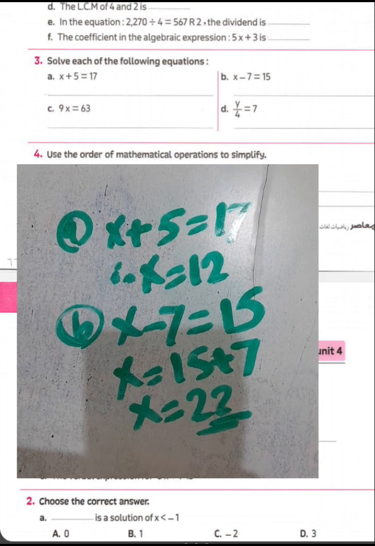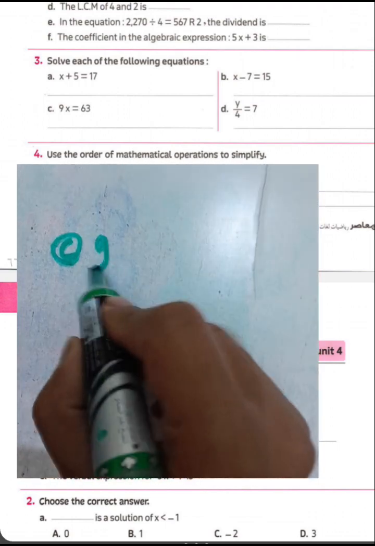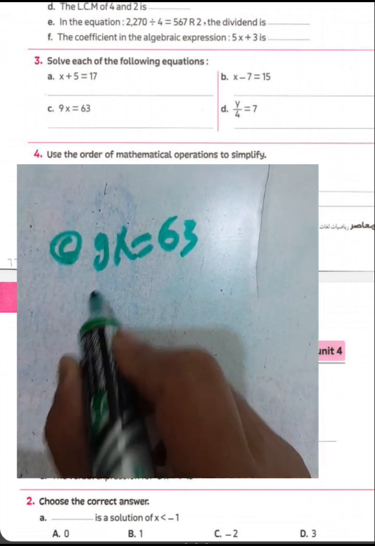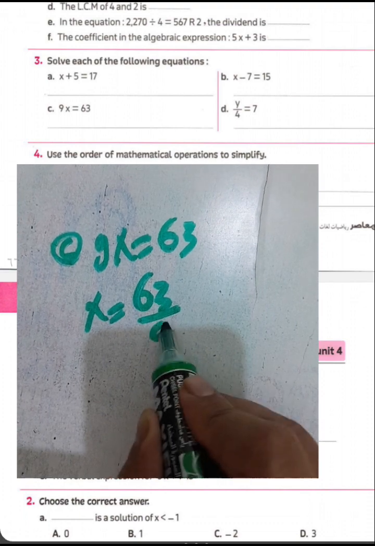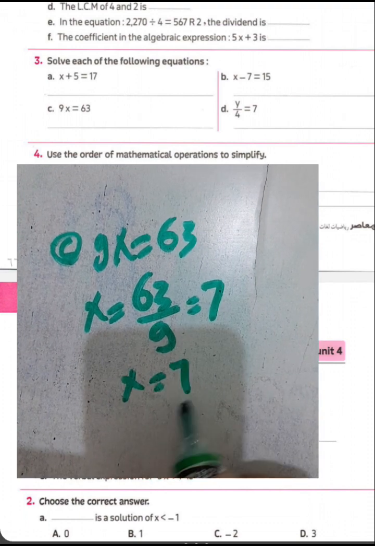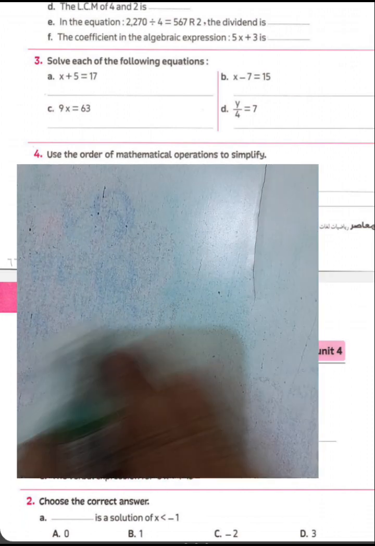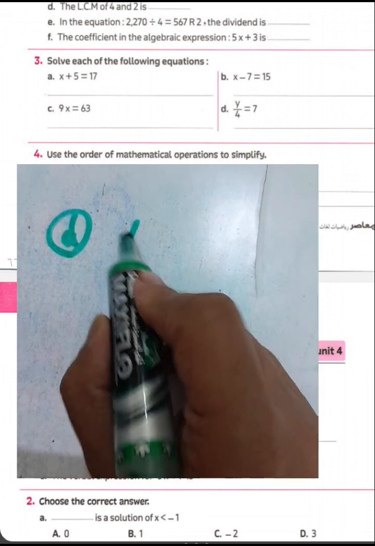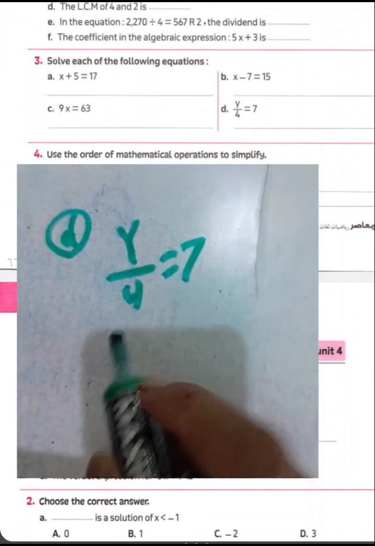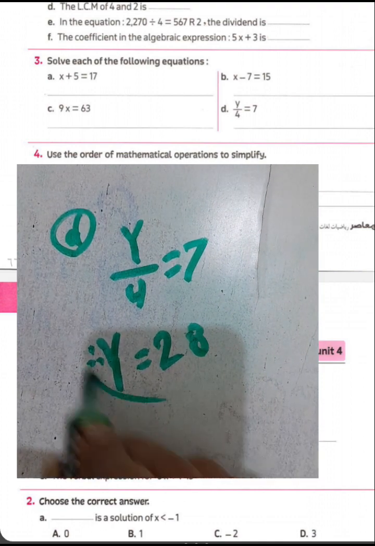Question letter C, 9x equals 63. 9x means 9 multiplied by x equals 63. Then we can find the value of variable x by using division. 63 divided by 9 equals 7. Then x will be equal to 7. Question letter D, y over 4 equals 7. Then y will be equal to 4 times 7 equals 28.